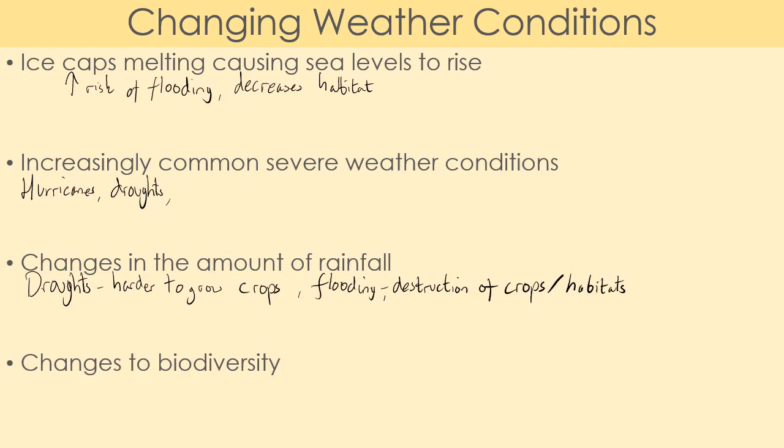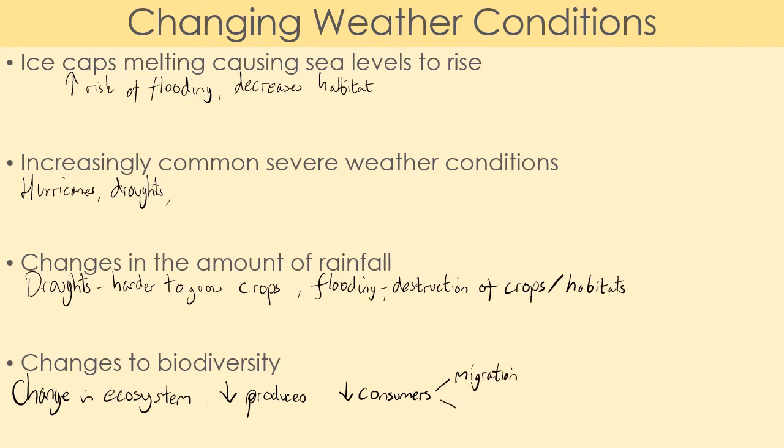And finally, we can get changes to biodiversity. Looking at these first three, if we have a change in the ecosystem, we can affect the number of producers. So we can get a decreased number of producers. Less producers means less food for consumers, so we get less consumers. They're either going to leave the local ecosystem, through migration, they'll go somewhere else where there is more food, or they will become extinct.